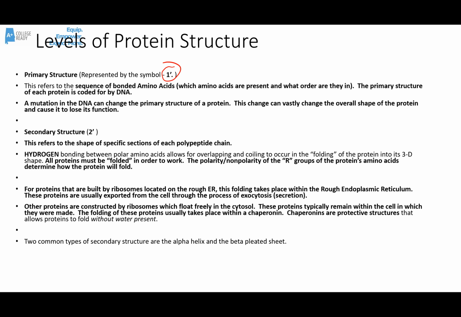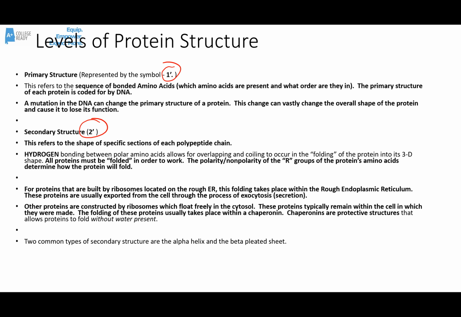A mutation can change the primary structure of a protein, and this can vastly change its overall shape and its function. The secondary structure, or 2° structure, refers to the shape of specific sections of each polypeptide chain. Hydrogen bonding between polar amino acids can cause certain parts of those chains to overlap and coil into 3-dimensional shapes. The proteins have to be folded to work. The polarity or non-polarity of the R groups typically determines how the polypeptides form.